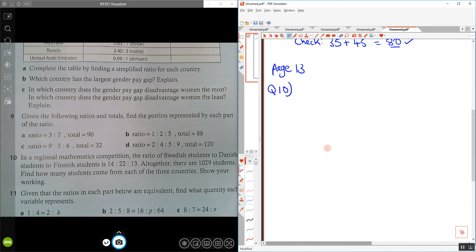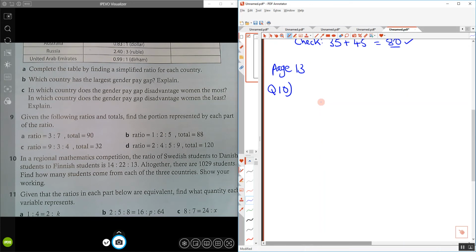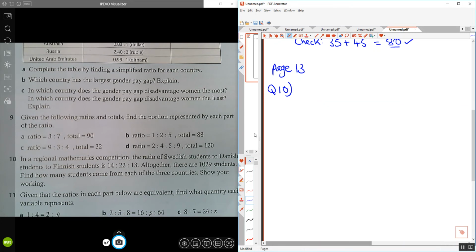Who wants to read this out for me? Go on, Aidan. In a regional mathematics competition, the ratio of Swedish students to Danish students to Finnish students is 14, 22, 13. Altogether, there are 1,029 students. Find how many students come from each of the three countries. Show your work. Okay, so this is really similar to just that last question.